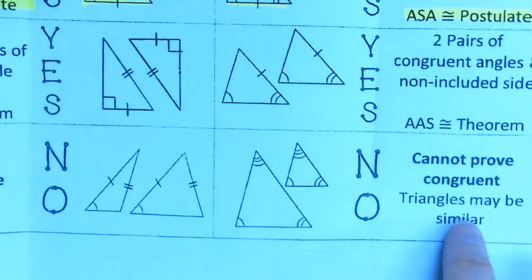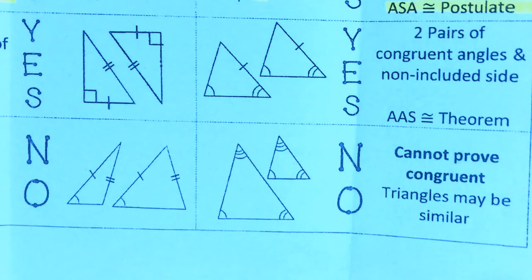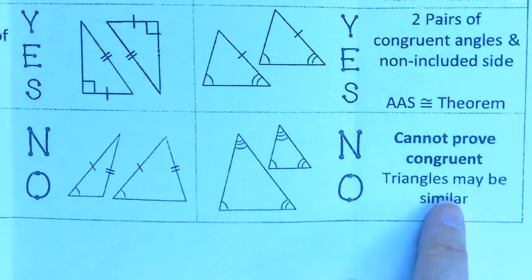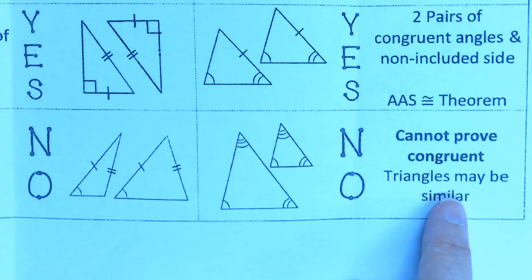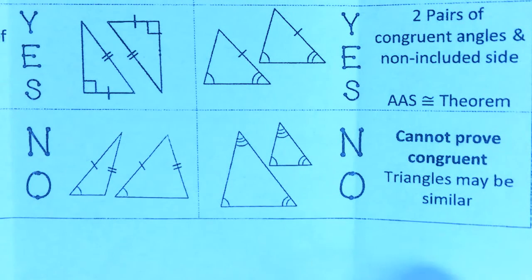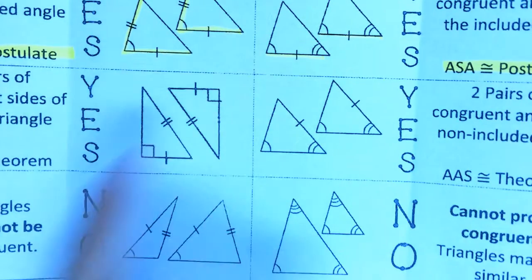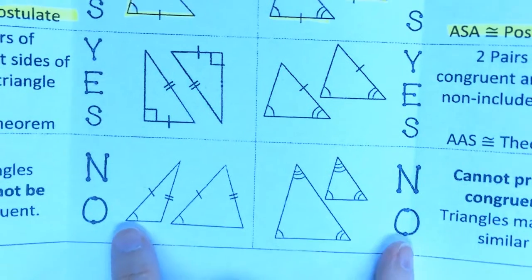And then the last one is if you have all three angles, they're definitely going to be similar. If you have all three angles the same, it's going to work to be similar. But one could be bigger than the other. Okay? And that's why this one says that you can't prove they're congruent. It says may be similar. And what they mean by that is it may be similar instead of congruent, but it's definitely similar. So they really should put triangles are similar instead of maybe. So all of these, there's 1, 2, 3, 4, 5 that do prove congruence and 2 that don't.